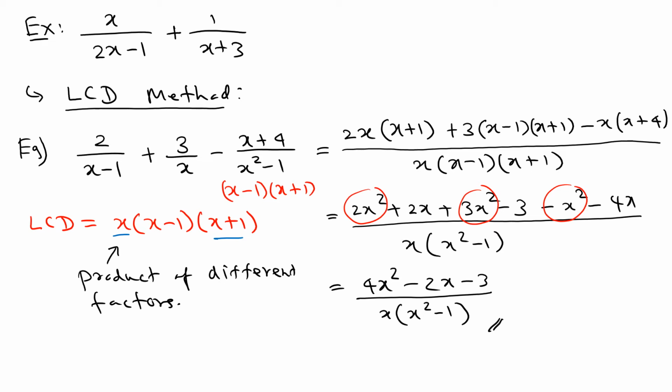Good. So you may try this as a practice problem, an exercise. Try to simplify 4 over x minus x plus 5 over x squared minus 4 plus 4 over x plus 2. So you can simplify this one like this.